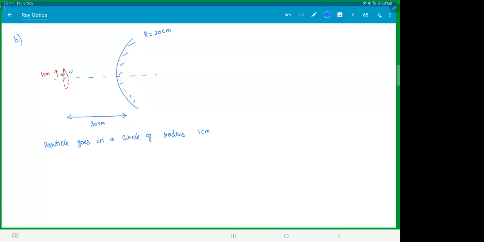Are you getting how it is? It is not like this. It is into the plane. I hope you're getting the diagram. It is in and out of the plane. The plane of the circle is perpendicular to the principal axis.